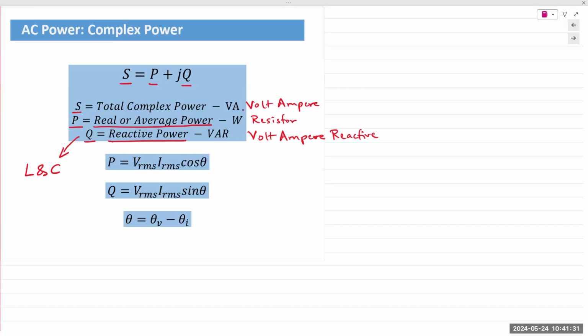Okay. These are the first set of equations. These equations may be new, but the structure of these equations is exactly the same as what we have learned so far.